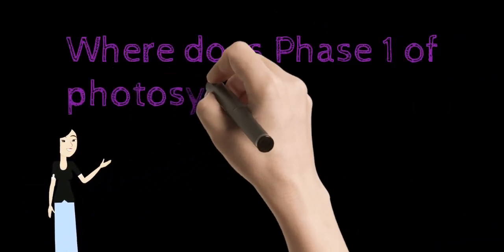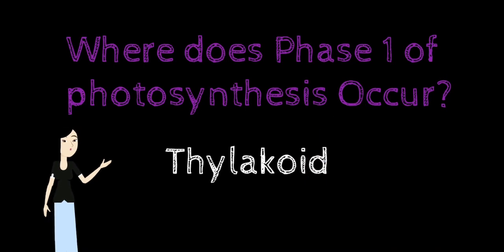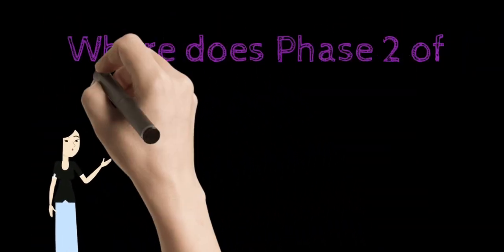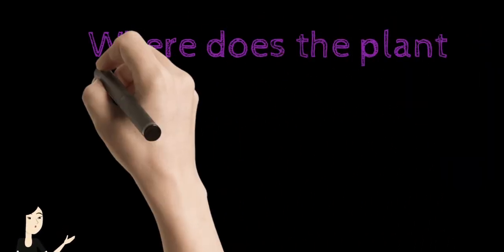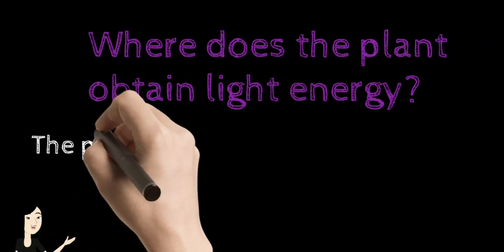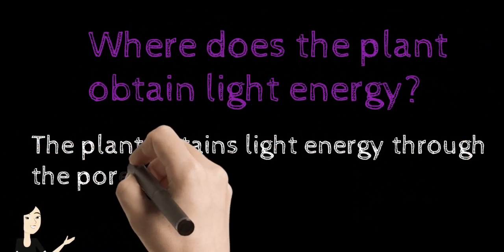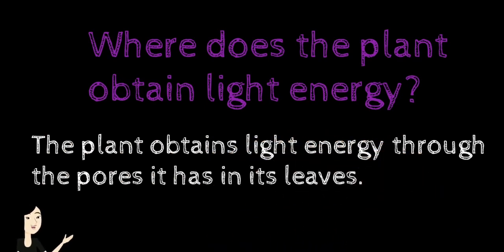Where does phase 1 of photosynthesis occur? It occurs in the thylakoid. Where does phase 2 begin? It begins in the stroma. Where does the plant obtain light energy? Well, it uses the pores it has in its leaves to collect light energy.